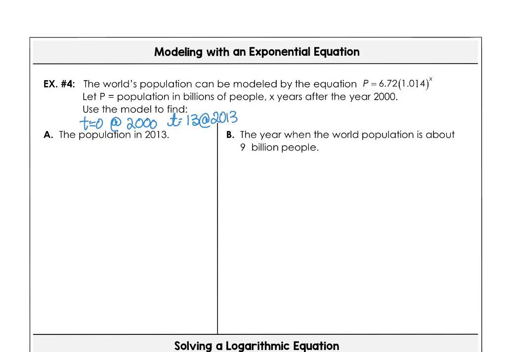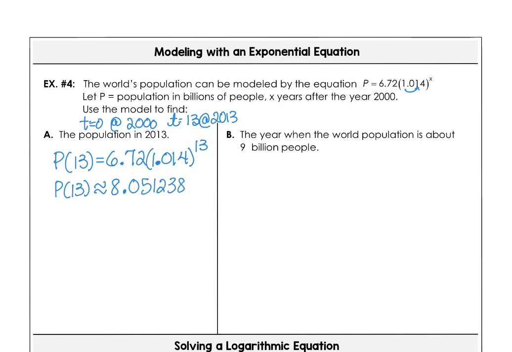So all we need to do is calculate the P of 13 by using the formula 6.72 times 1.014 to the 13th power. And here you can see that our growth rate, if you move that decimal over 2 places, our growth rate's about 1.4%. So carefully with your calculator, the P of 13 is about 8.05, and I've got mine giving quite a few decimal places.